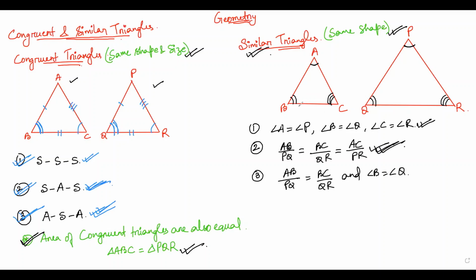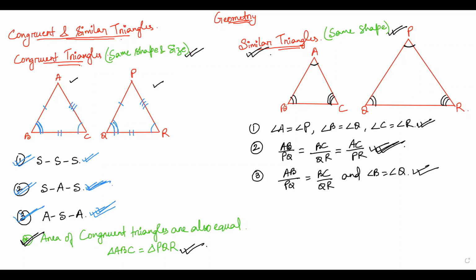Also, if the two sides of one triangle are proportional to the two sides of the other triangle and the included angles are equal, then also the triangles are said to be similar. So here for triangle ABC, I have considered two sides to be AB and BC, and for triangle PQR, I have considered the two sides to be PQ and QR. And if AB upon PQ is equal to BC upon QR, and the included angle between them, that is angle B, is equal to angle Q, then these two triangles can be termed as similar triangles.